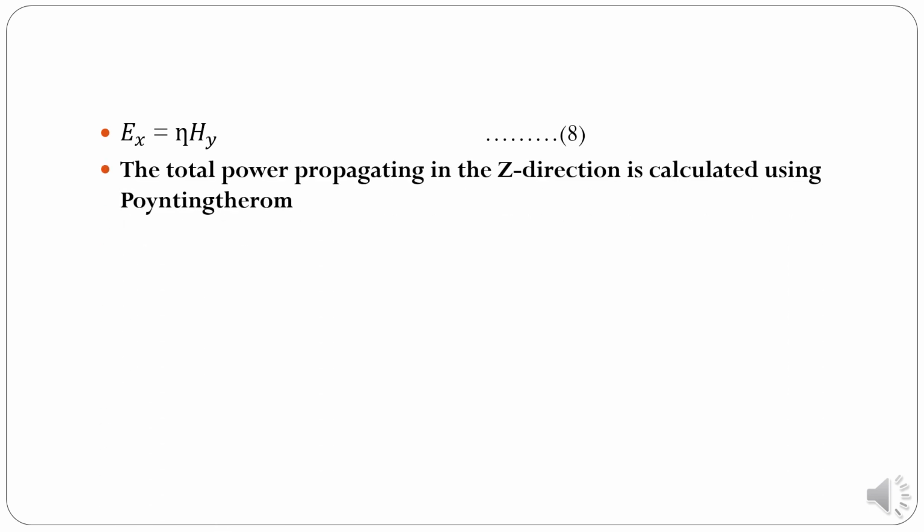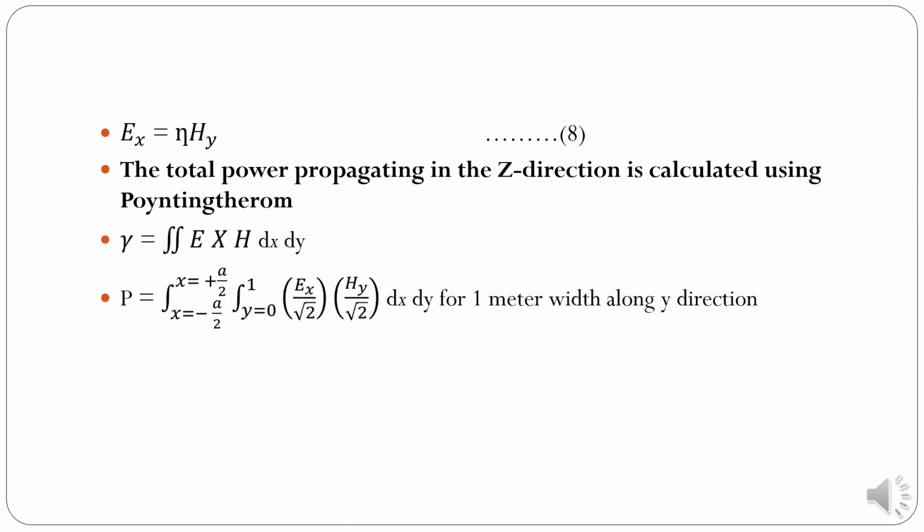The total power propagating in the Z direction is calculated using the Poynting vector: power is equal to the double integral of E cross H dx dy. So power is equal to the x limit minus a by 2 to plus a by 2 and the y limit 0 to 1, of Ex by root 2 into Hy by root 2 dx, for 1 meter along the direction of propagation.